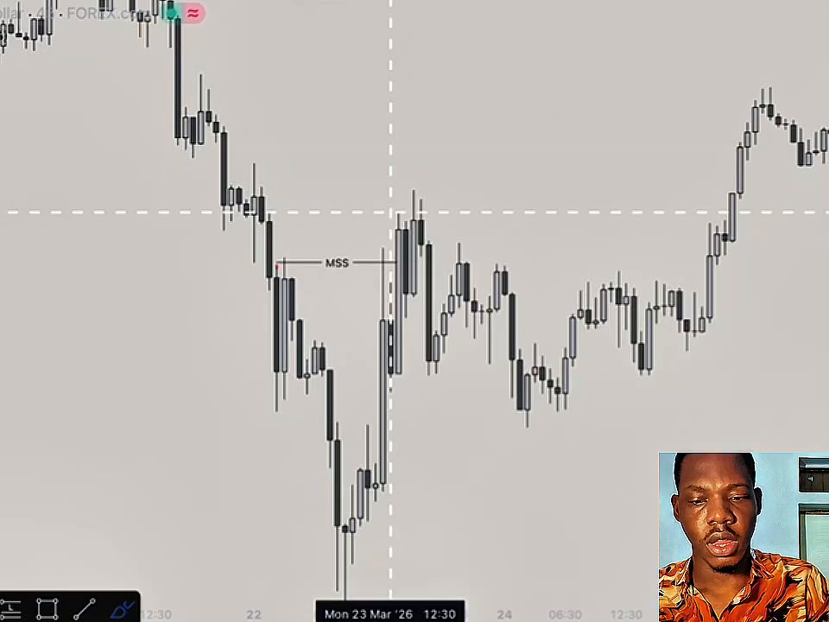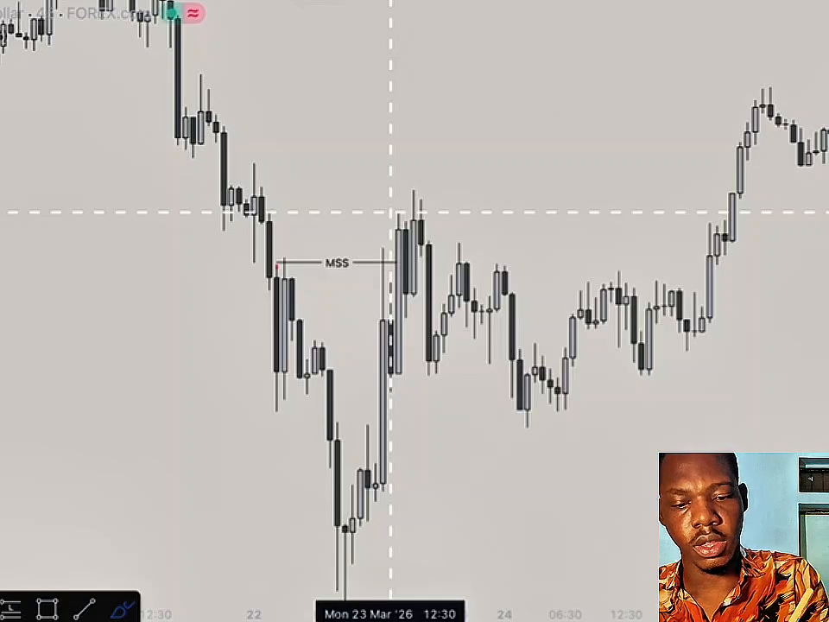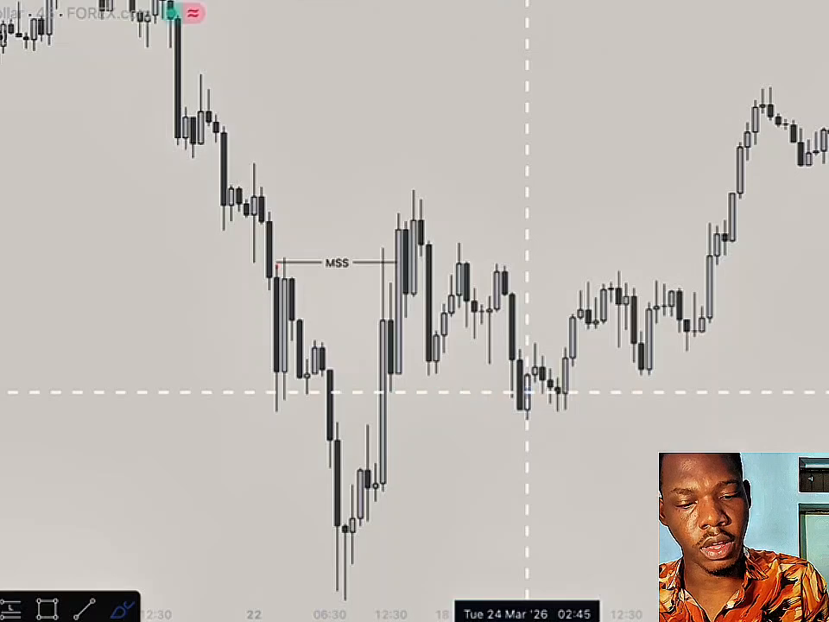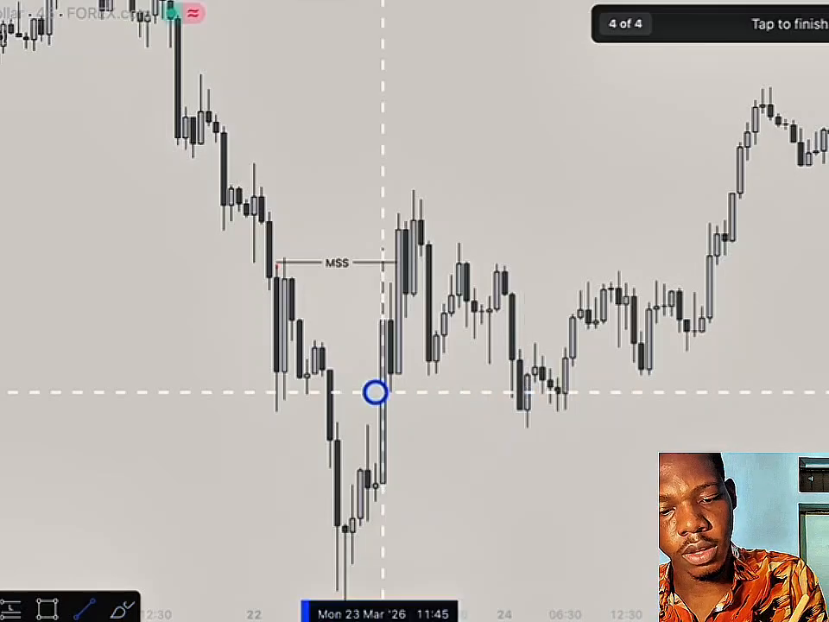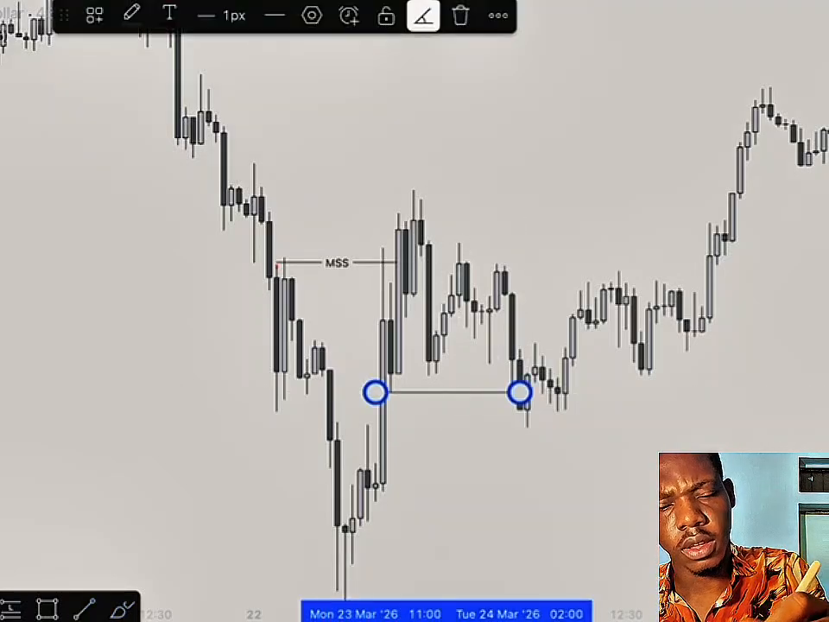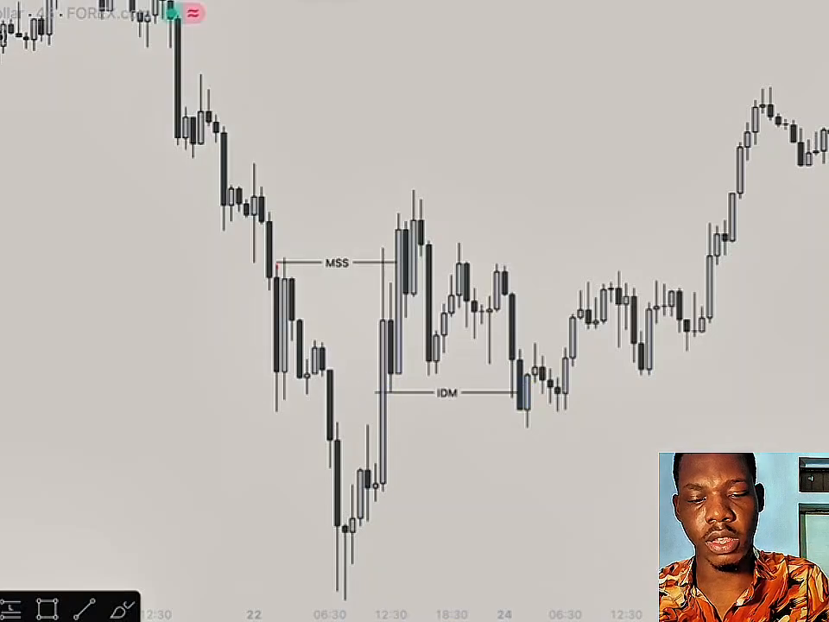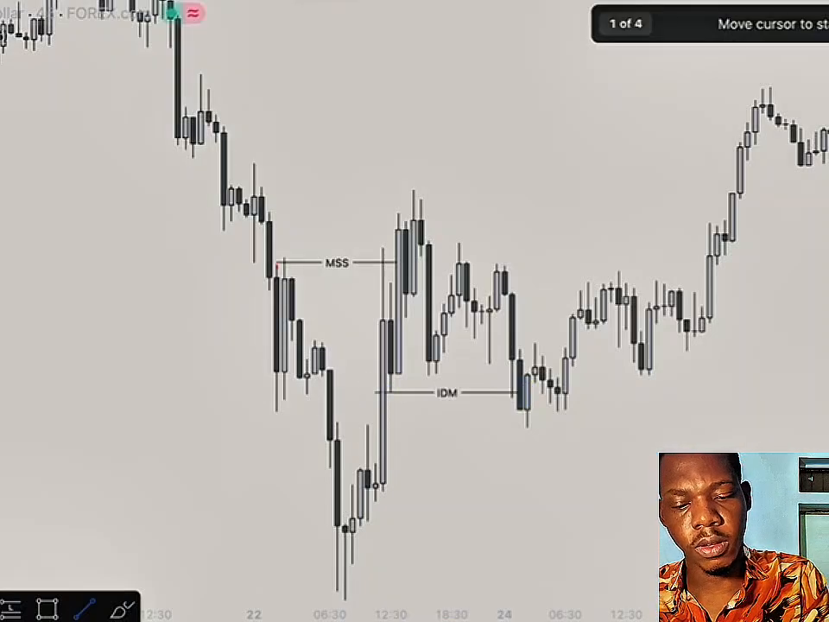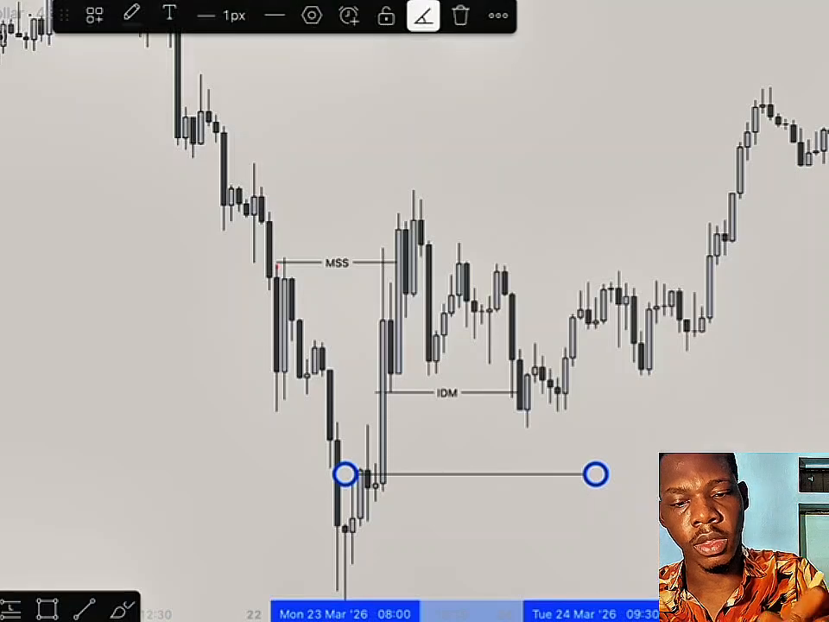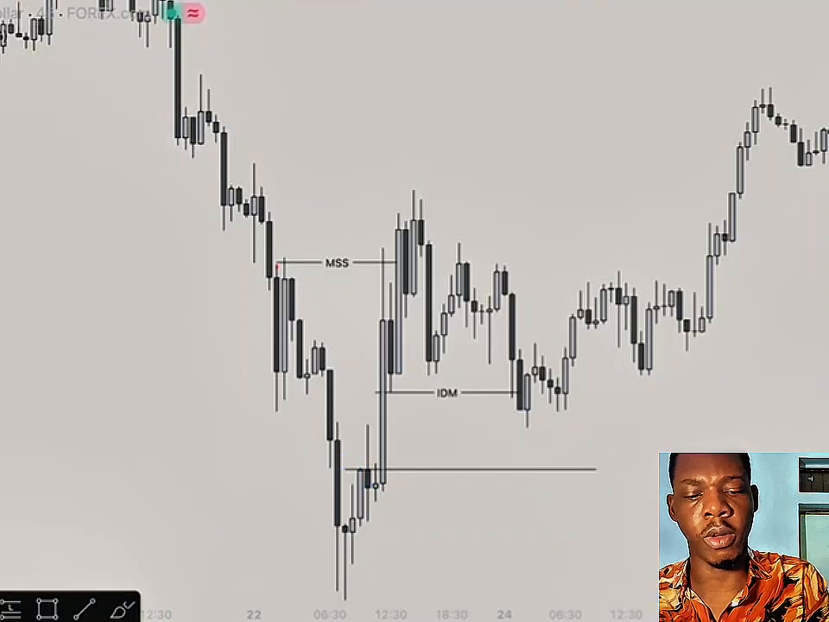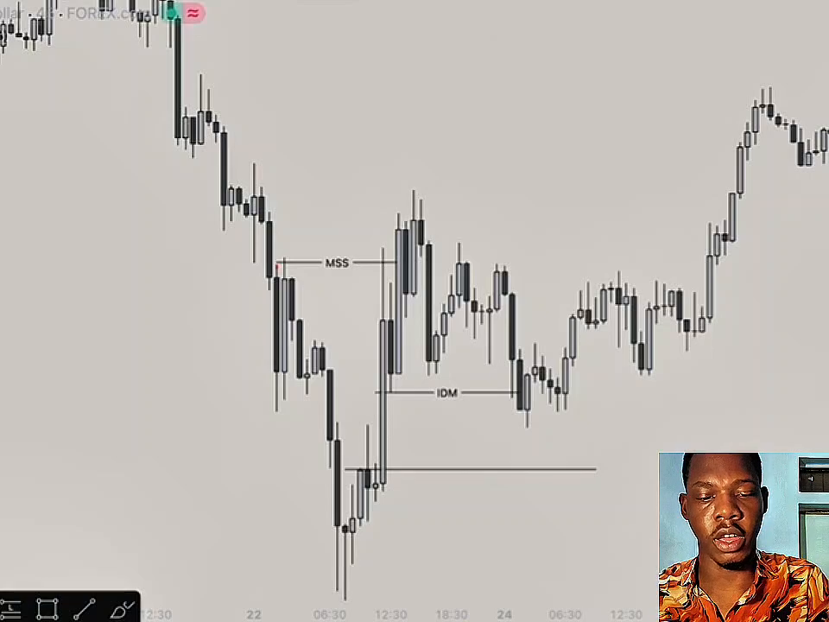So now where's the inducement? There's the inducement right here. Over here, that's the inducement. This level here is the inducement. So we're expecting a possible point of reversal. So this area is where we're expecting that price should pull into to buy. And price then comes to this level right here to buy.